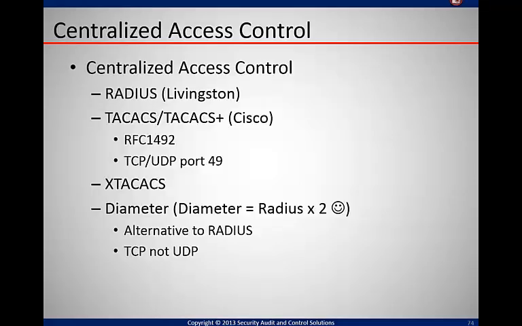Now, when we look at centralized access, we have Radius, which we've seen from Livingston. We've got TACACS and TACACS Plus from Cisco. You can read RFC 1492 if you want to. We've got TCP and UDP on port 49, and XTACACS, which is extended TACACS, which is now decommissioned and quite an older one. Diameter, and to me it's quite hilarious because diameter equals radius times 2. So it says, hey, I'm better than Radius.